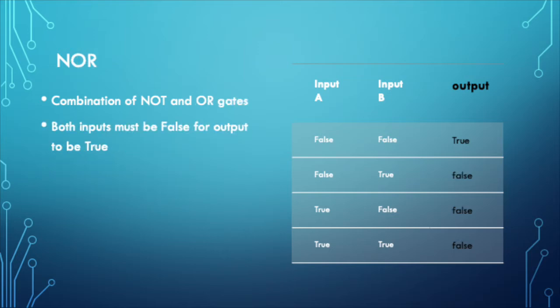Moving on, we've got the NOR gate, which is a combination of the NOT and OR gate. Both inputs must be false for the output to be true. So if any of the inputs are true, the output will be false. As you can see in that table, when both are false, the output is true. Any other time, the output is false.